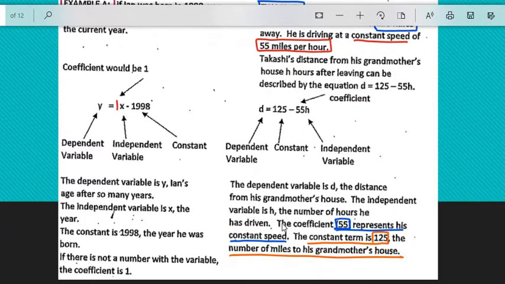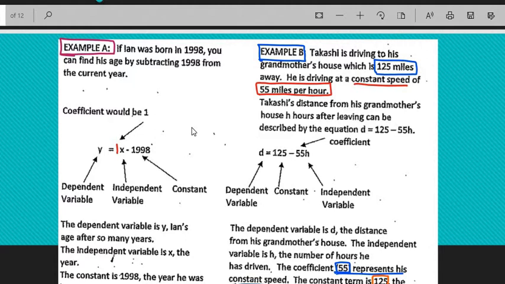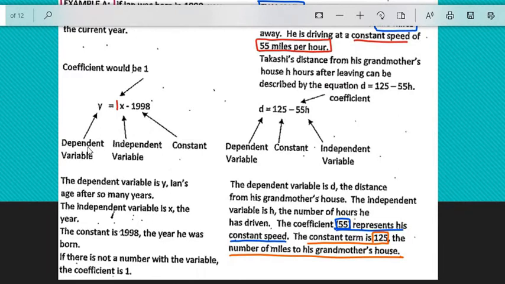I have two real-world scenarios right here. So when I look at this example A, if Ian was born in 1998, you can find his age by subtracting 1998 from the current year. So we've already written Y equals X minus 1998, and if you don't see a coefficient, a number in front of the variable X, then it's understood to be a 1. So the Y is your dependent variable, your 1 is the coefficient, and your independent variable is the X, and then the constant term right here is 1998. So this just explains everything in words that I just said.